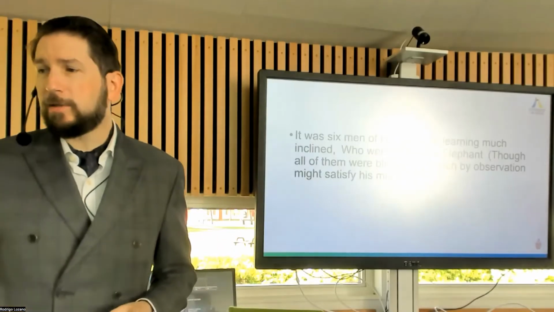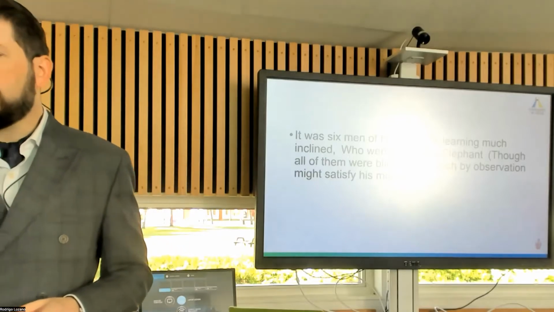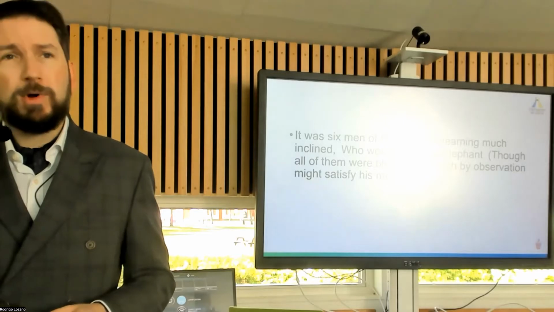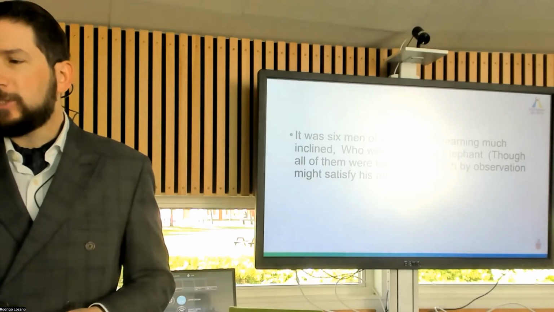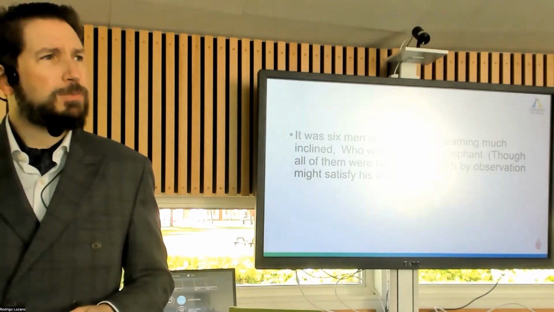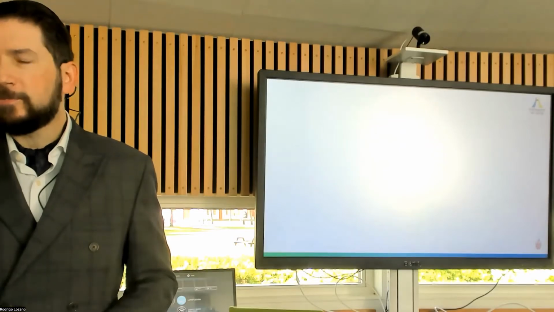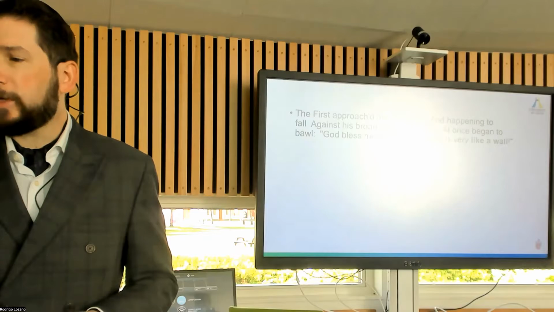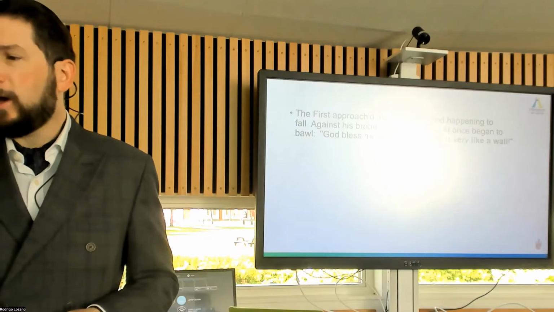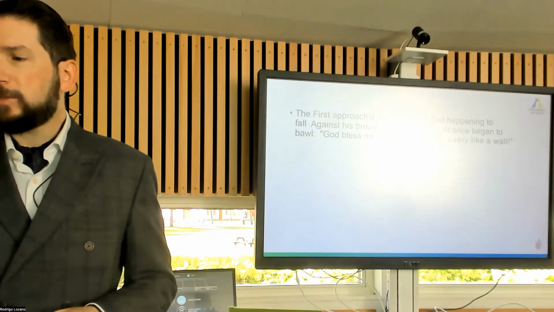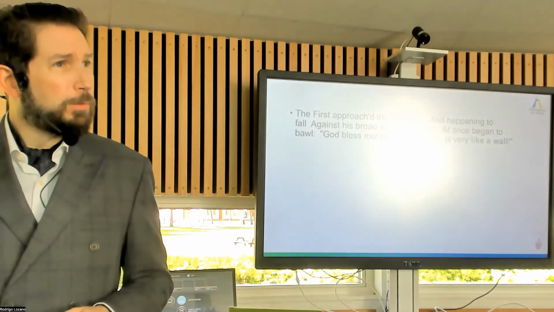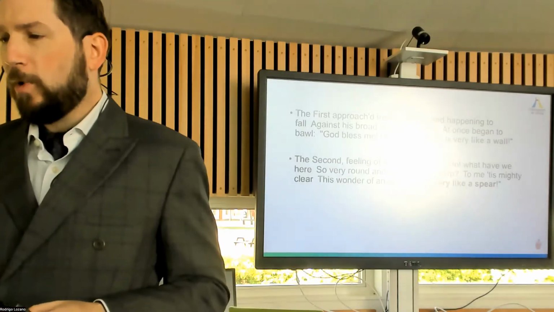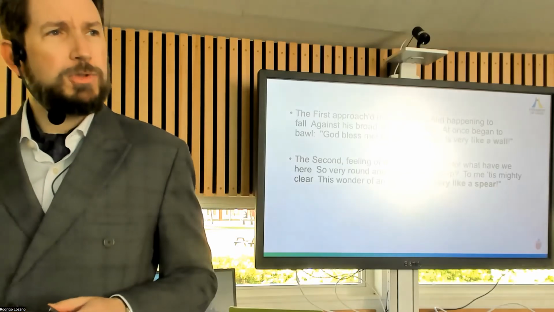It was six men of Hindustan, to learning much inclined, who went to see the elephant, though all of them were blind, that each by observation might satisfy his mind. The first approached the elephant, and happening to fall against his broad and sturdy side, at once began to bawl, "God bless me, but the elephant is like a wall." The second, feeling the tusk, cried, "Ho! What have we here, so very round and smooth and sharp?"